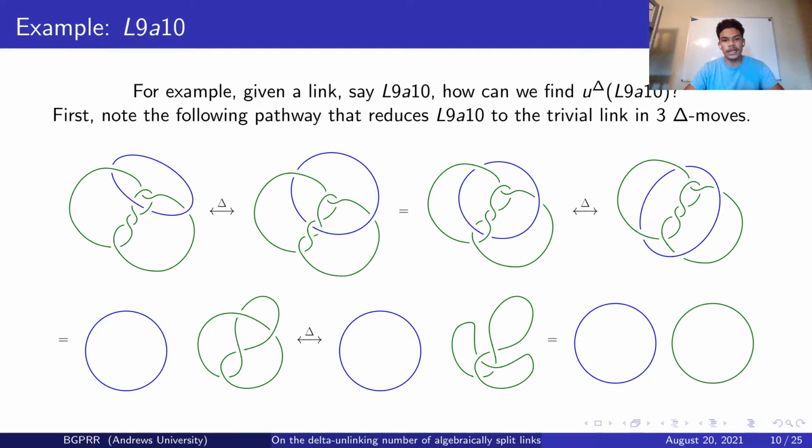But finding a pathway like this only gives us some upper bound. It doesn't allow us to fully determine a value, only what it can be at most. So the name of the game is we must derive and determine new methods for improving lower bounds of these delta unlinking numbers until we can get these bounds to agree, allowing us to fully determine the delta unlinking number.